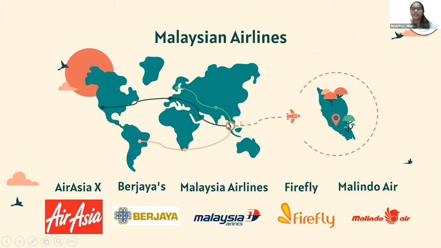Talking about the airlines that are present, it is Air Asia, Berjaya, Malaysian Airlines, Firefly, and Malindo Air. The national airline of Malaysia is Malaysian Airlines. Now, I want to show you a video on Malaysian Airlines, and you will enjoy it. Wait, I'll show you.